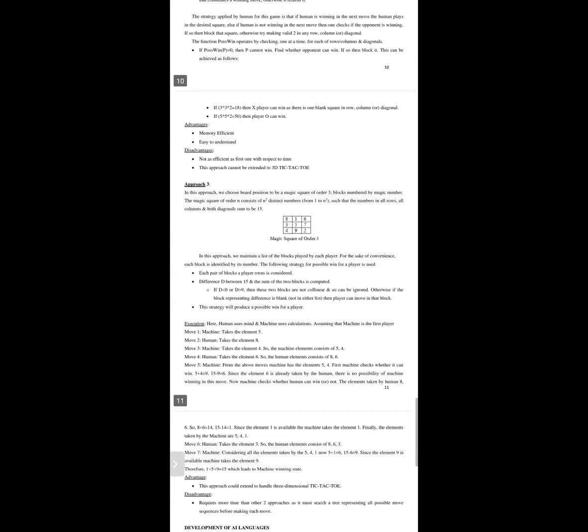So next, coming to the third approach. In this approach, we choose the board position to be a magic square of order 3. Blocks are numbered by magic numbers. The magic square of order n contains n squared distinct numbers from 1 to n squared, such that the numbers in every row, column and diagonal sum to 15.